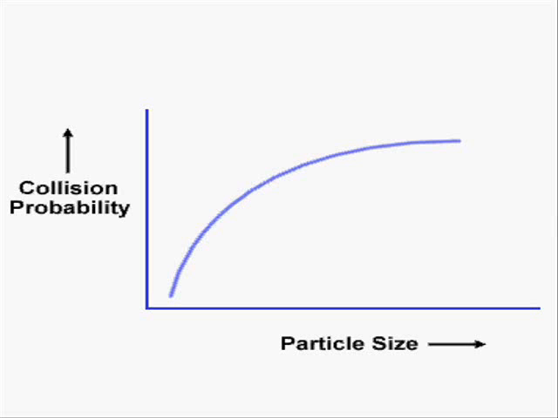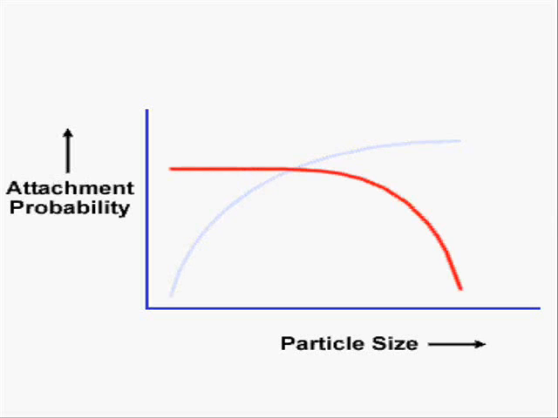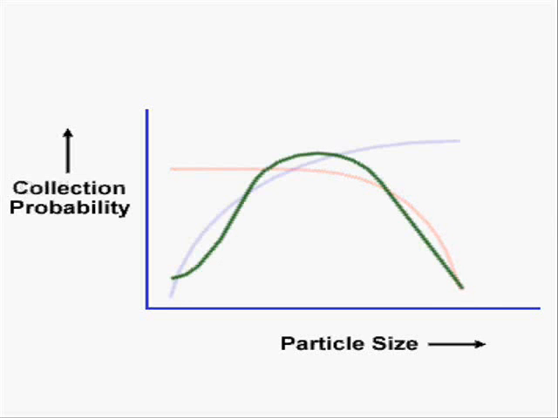With increasing particle size, the collision probability increases and the attachment probability decreases. The combined effect is that collection probability tends to be highest at intermediate size ranges. This corresponds to a common flotation plant observation that as particle size increases, collection reaches a maximum over a certain size range and then decreases.